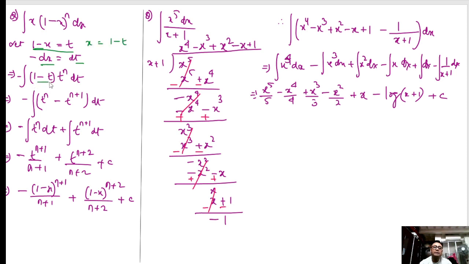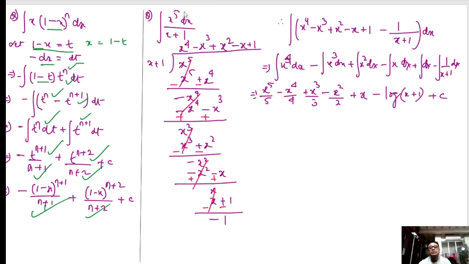So here is (1 minus t) to the power n, and this 1 minus x is t, so t to the power n. Opening the bracket, t to the power n, t to the power n plus 1, integrating separately, it becomes t to the power n plus 1 by n plus 1, t to the power n plus 2 by n plus 2, and now replacing the value of t, we get our answer.